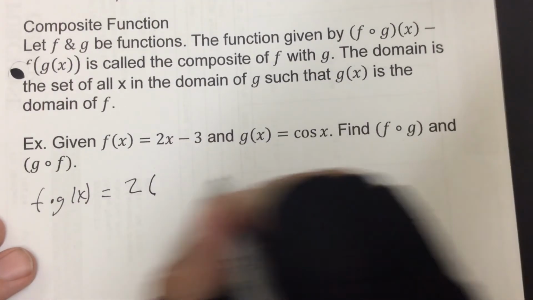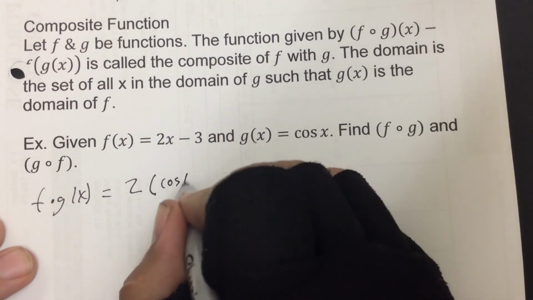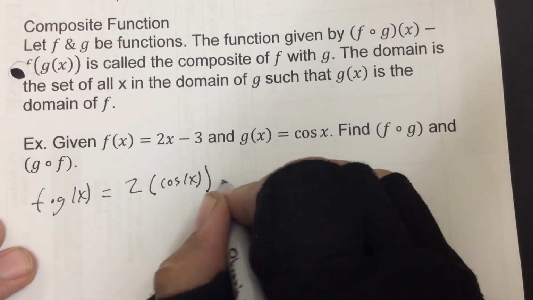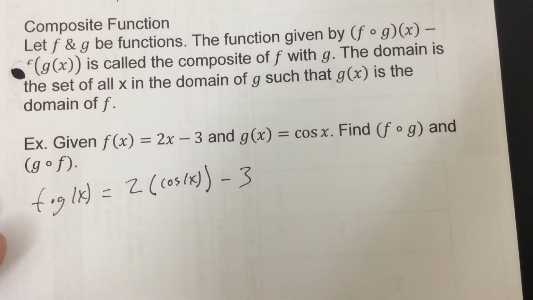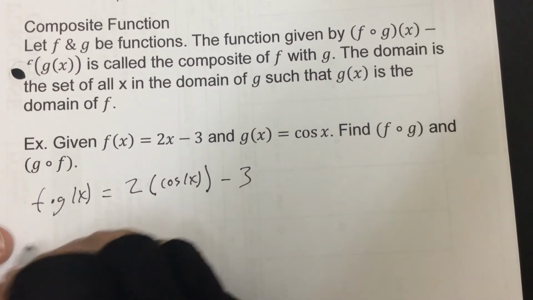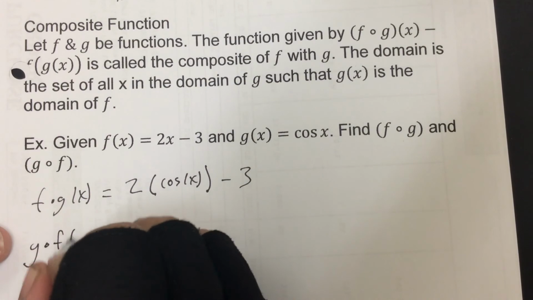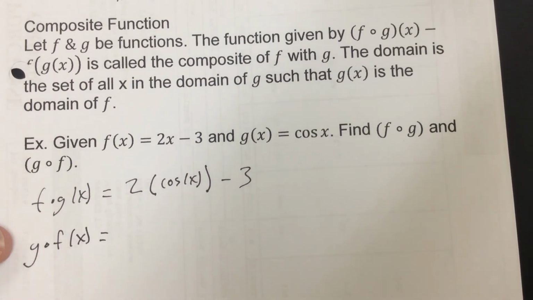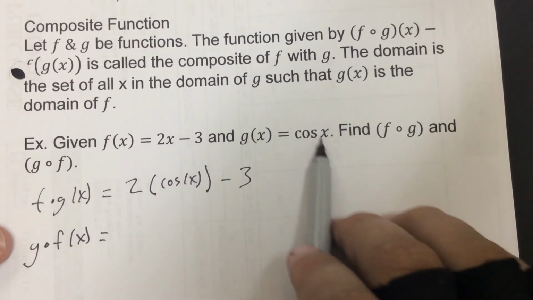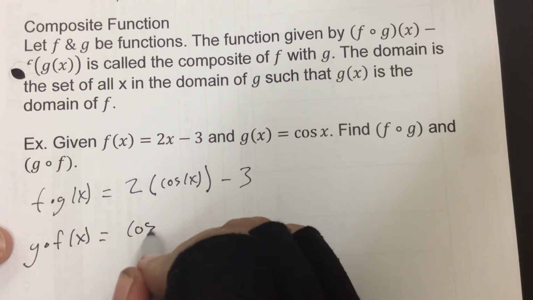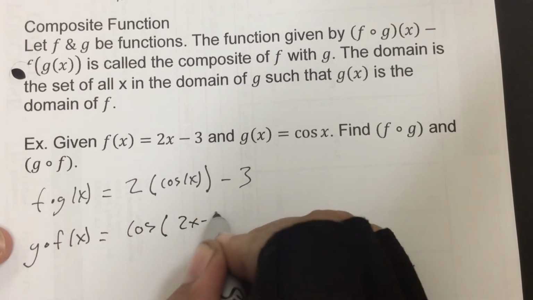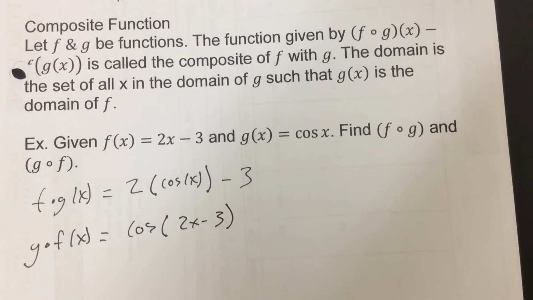So 2, that x becomes cosine of x, minus 3, and that's really as much as we can do with it. So that's it. If we do it the other way, now we're going to take the f function, put in for x of this one. So cosine of 2x minus 3, and that one's done as well.